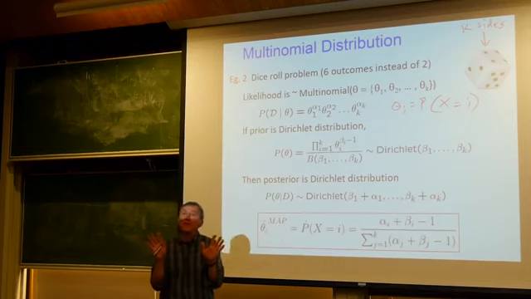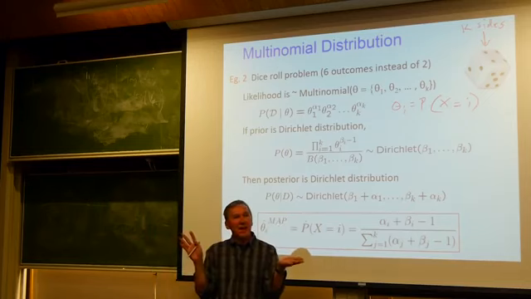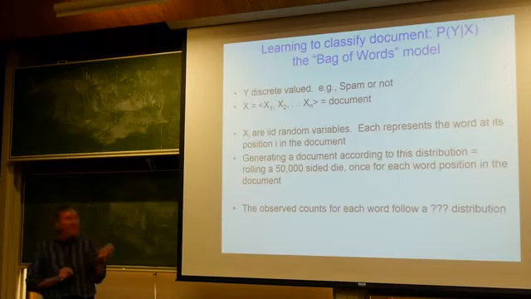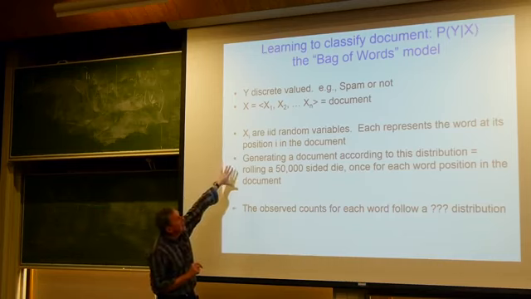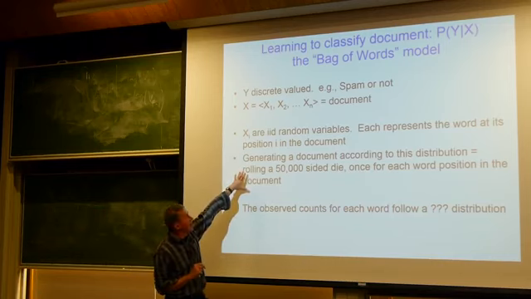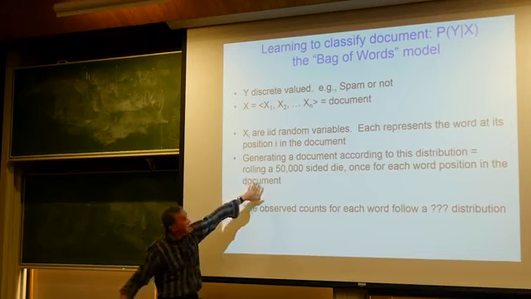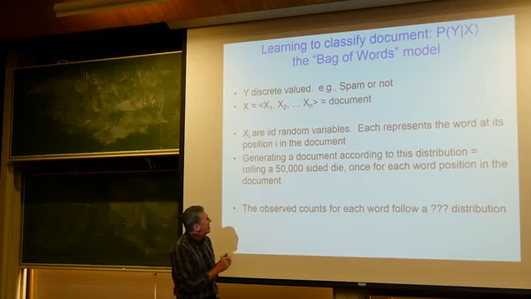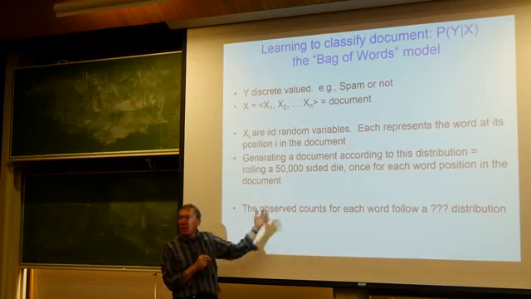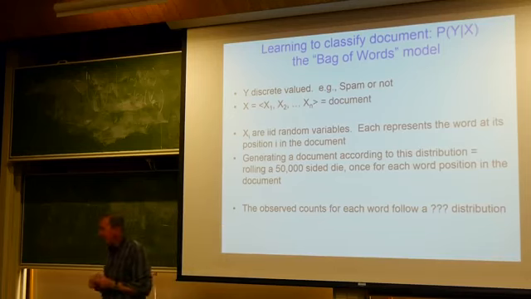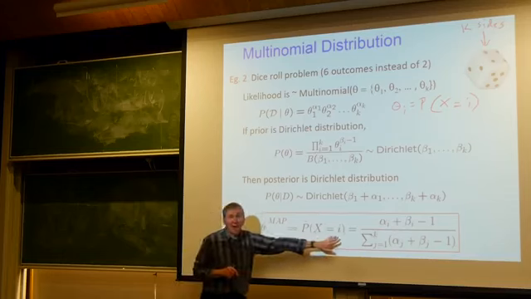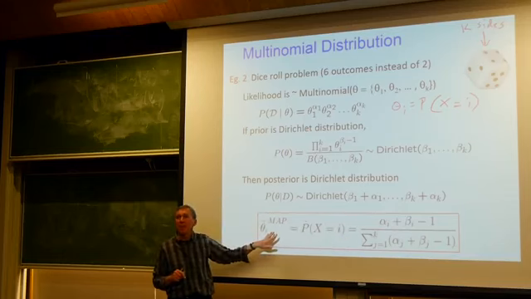Okay, so this is just the simple generalization of the 2-sided die to a k-sided die. And now we're ready to do naive Bayes document classification. Because remember, we're saying that we can think of a document as having been generated according to this distribution where we roll a 50,000-sided die, once for each position. And that's the probability model that we're going to use here. And so given this, this tells us how we will train our system.